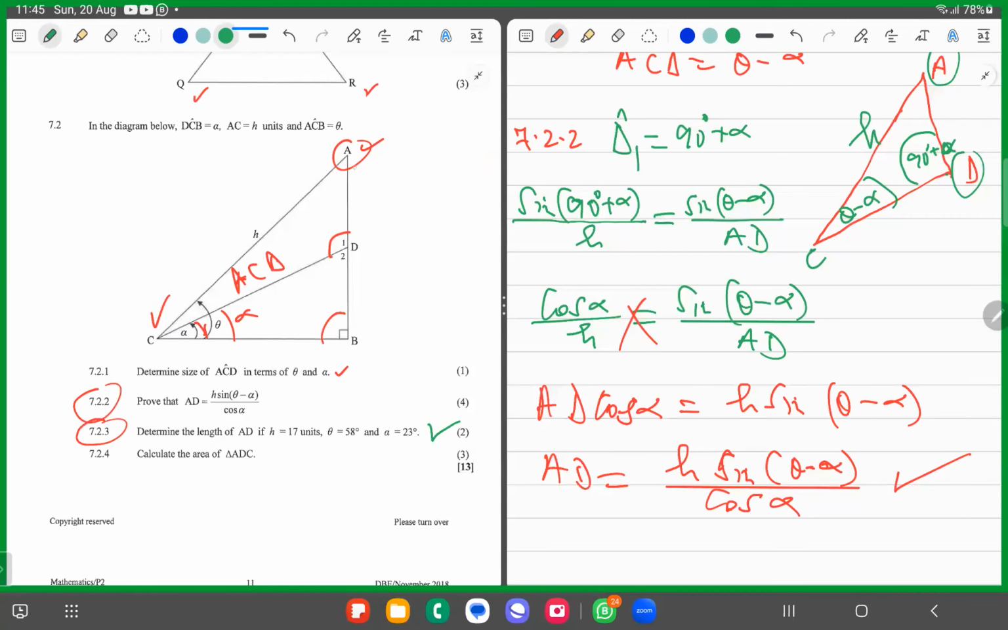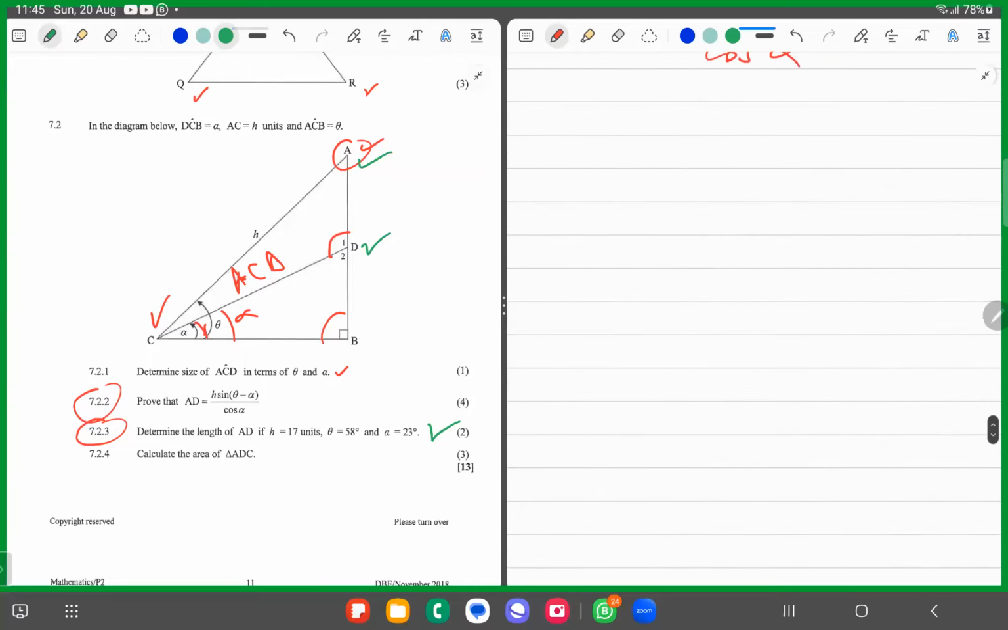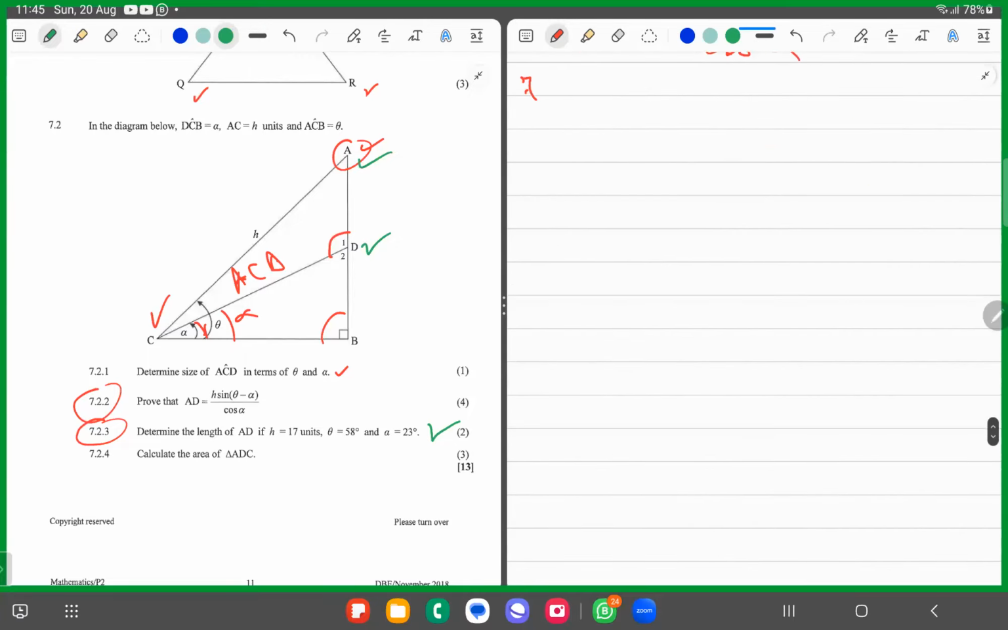Determine the length of AD. This is recorded, so don't worry about copying the things here. Determine the length of AD if H is 17 units, and theta and alpha are given. If you have been given H, theta and alpha, you can use exactly the previous answer.